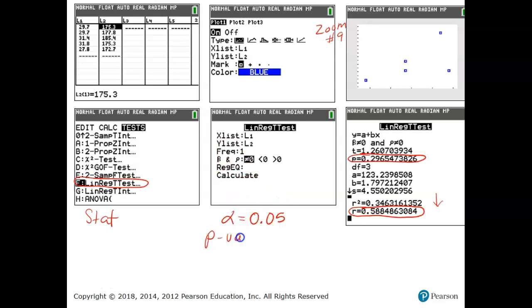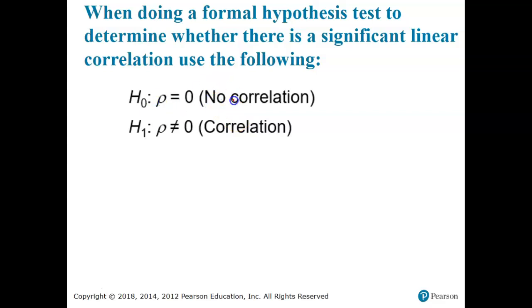So if our p-value is 0.296 and our alpha, or significance level, is 0.05, our p-value is larger than that. So what we're going to do is fail to reject the null hypothesis. If you recall, what we had said was that our null hypothesis is there is no correlation. So if we're failing to reject that, then we still have to believe that there is no correlation.